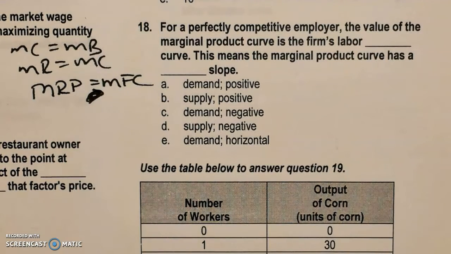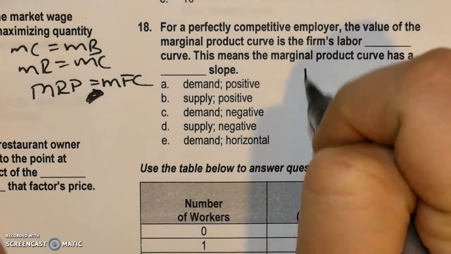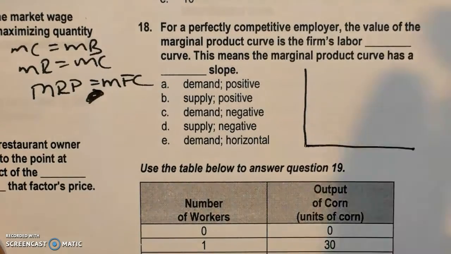Number 18, for a perfectly competitive employer, the value of the marginal product curve is the firm's labor blank curve. This means the marginal product curve has a blank slope. I find this combines two different concepts that's kind of confusing, so let's just go over and label this graph.